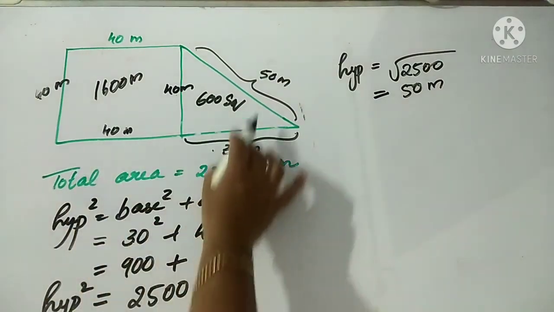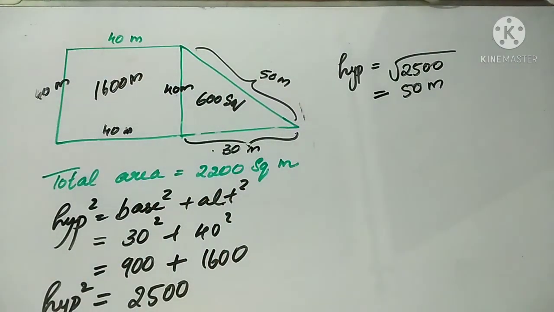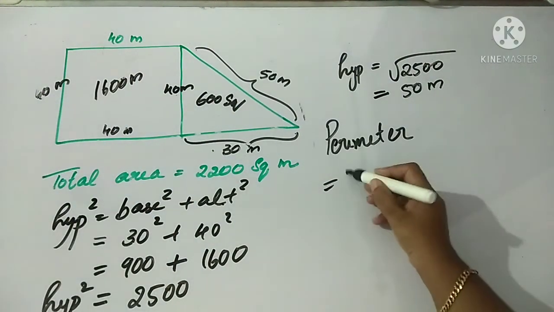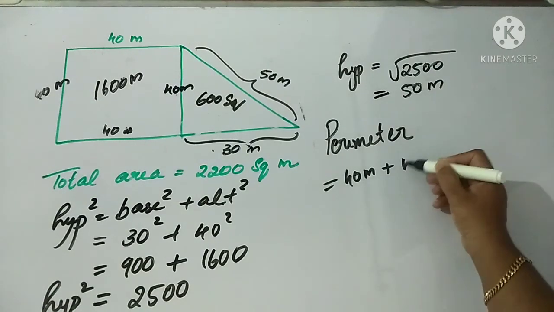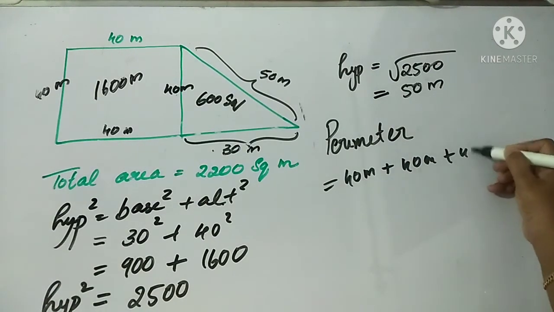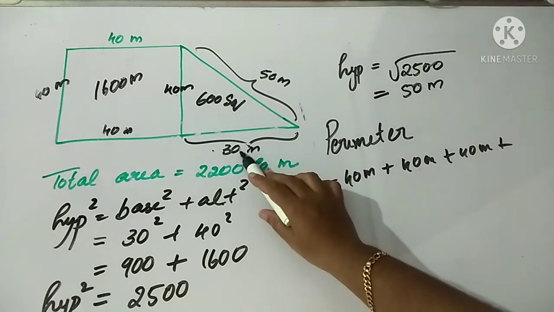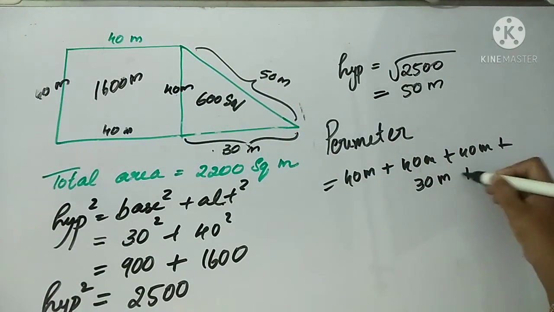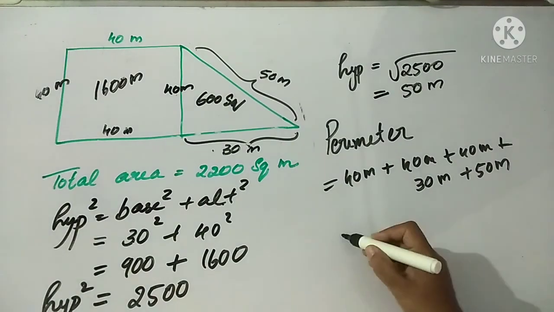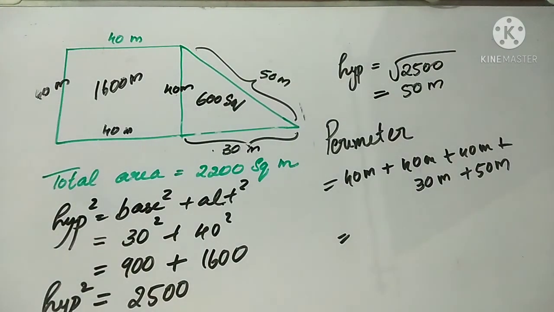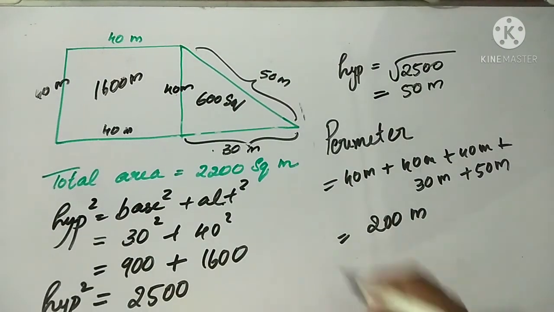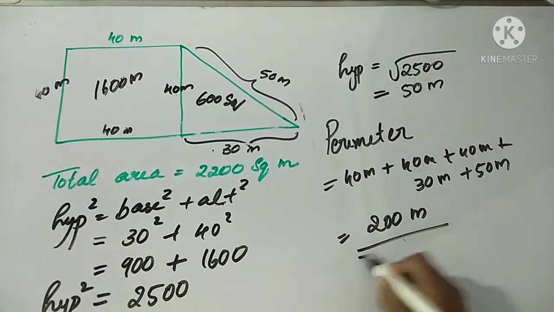Now we get all the sides of this figure. So we can find the perimeter. Perimeter is equal to 40 meter plus 40 meter plus 40 meter plus 30 meter plus 50 meter. When we add all this, we get 200 meter. So the perimeter of this plot is 200 meter.